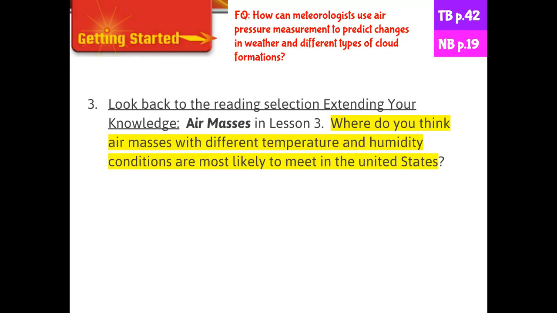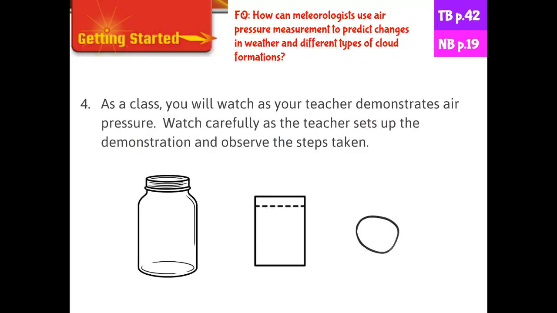Step 3, we're going to be looking back to the reading selection, extending your knowledge of air masses in lesson 3. And you need to answer the question, where do you think air masses with different temperature and humidity conditions are most likely to meet in the United States? So thinking about the air masses, the hot air, the cold air, the hot and humid conditions, the cold and dry conditions, where are those most likely to meet in the continental United States?